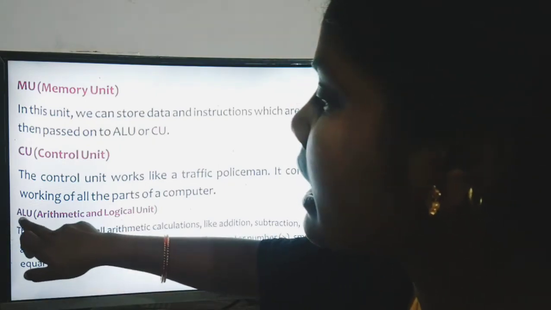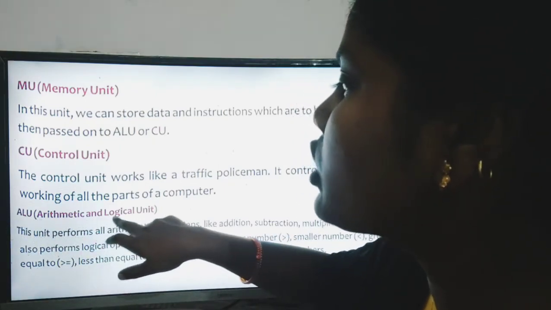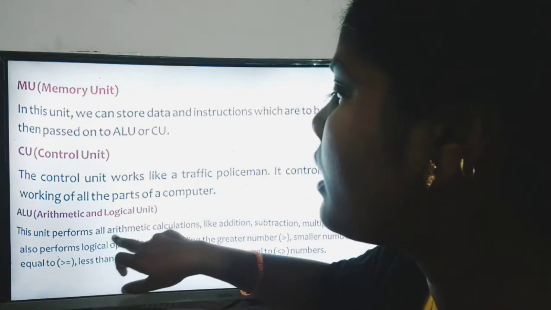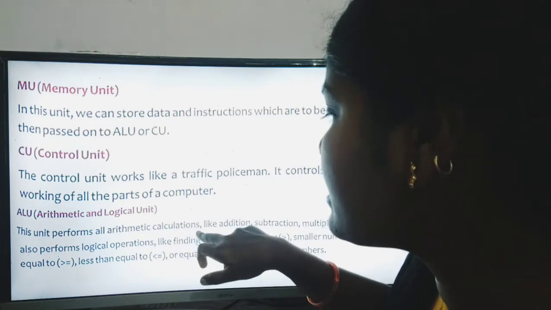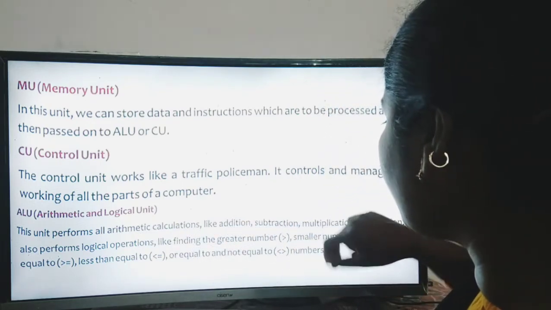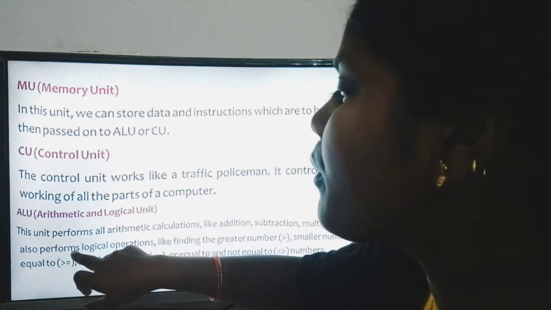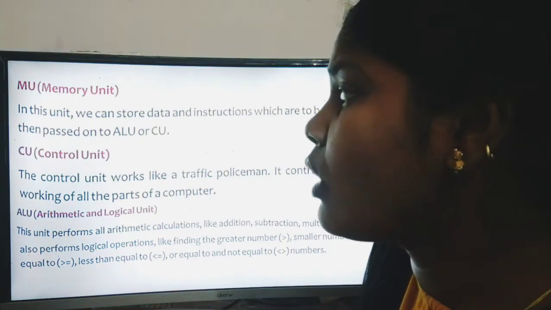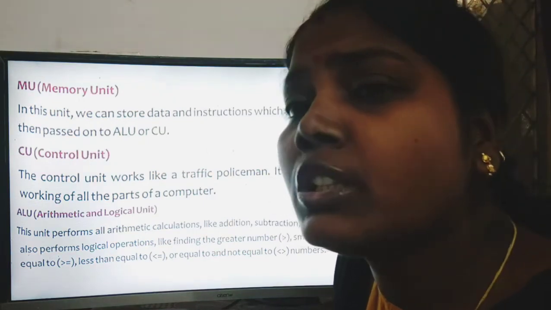And last, the ALU, arithmetic and logical unit. This unit performs all arithmetic calculations like addition, subtraction, multiplication, and division. It also performs logical operations. So that is the arithmetic and logical unit.